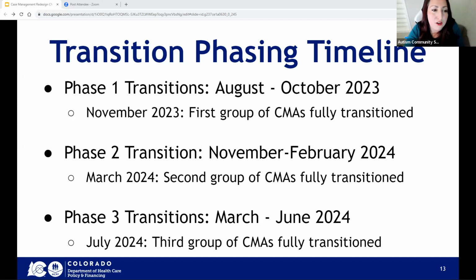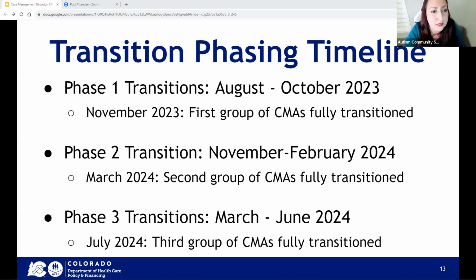So the transition phasing timeline, and I'll also make sure that I put in the chat a memo from the Department of Healthcare Policy and Financing that helps paint that picture for you, of what agency, what counties, all of that good stuff. And then there's a map that we'll get into.